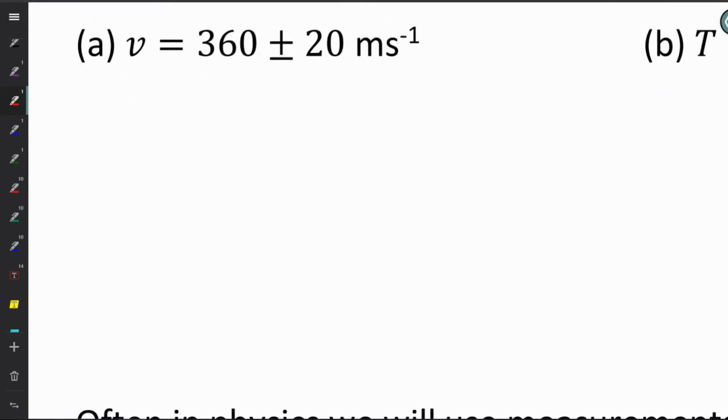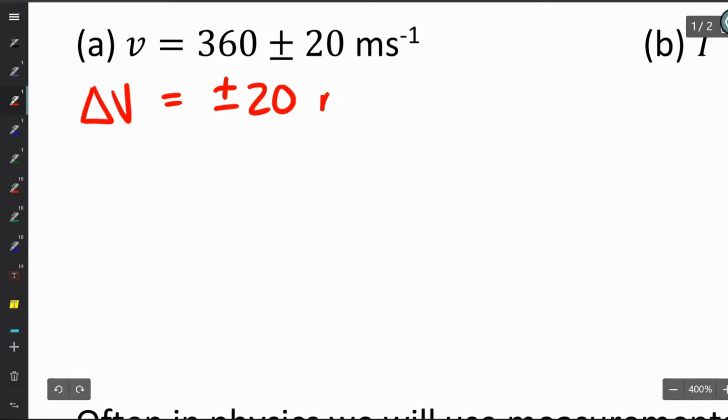So first, we're going to look at this measurement. This is a measurement of velocity, 360 plus or minus 20. What we want to do here is write the absolute error, which is delta V. The delta V, or the absolute error in this velocity measurement, is plus or minus 20 meters per second. The next thing we'll do is write out what the best estimate was, and that's 360 meters per second.